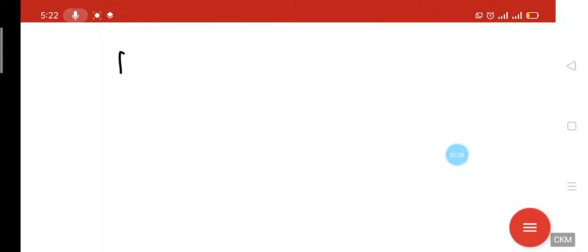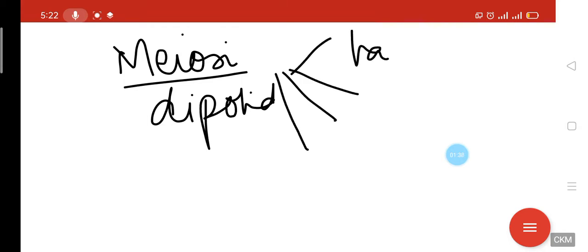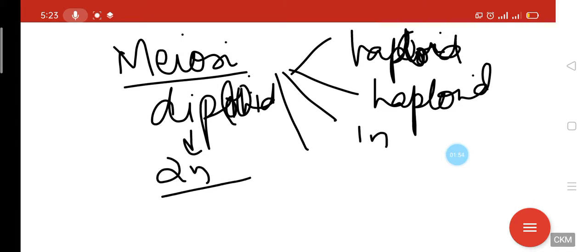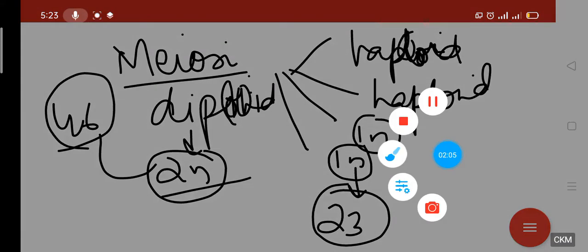The parental cell in meiosis is diploid and it produces 4 haploid daughter cells. Now, what are haploid and diploid? Diploid means 2n and haploid means 1n. 2n means 46 chromosomes while 1n means 23 chromosomes.